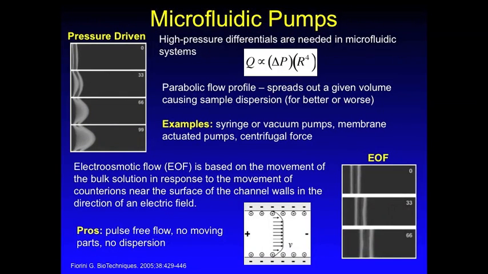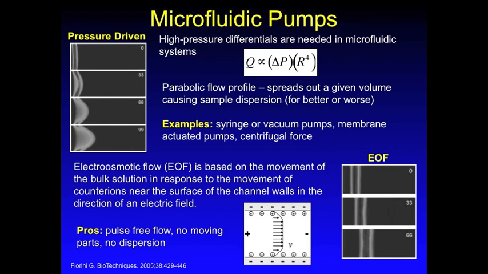For pressure-driven microfluidic systems, such as those using syringe or vacuum pumps, the pressure differential necessary becomes much higher at a microfluidic scale. The flow rate, Q, is proportional to the pressure differential, delta P, and the radius of the channel to the fourth power. So, for a tube diameter decreased by a factor of 100, such as 1 centimeter to 100 micrometers, the change in pressure necessary to maintain the same flow rate must increase by a factor of 10 to the 8th.